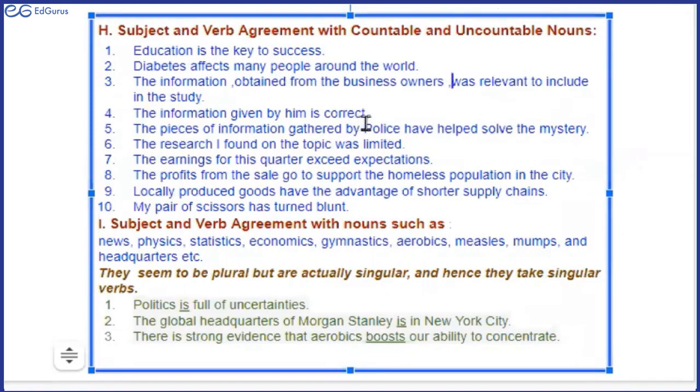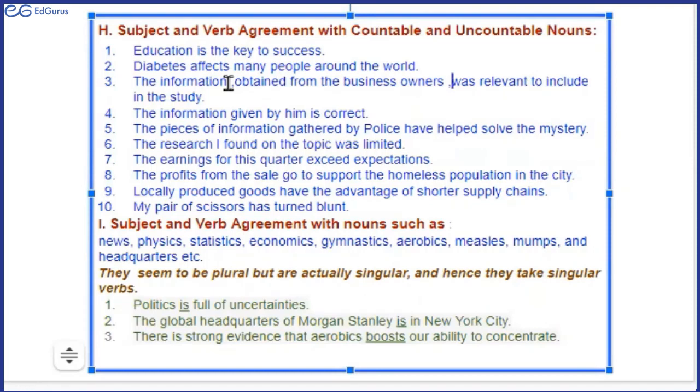And listen, now what it is. You had been focusing on owners. You forgot that the subject was there in the beginning. The information. If it was owners, then this should have been were. But that was not correct. So what was relevant? The information obtained from the business owners, that is an extension of the subject, but the real subject is the information.